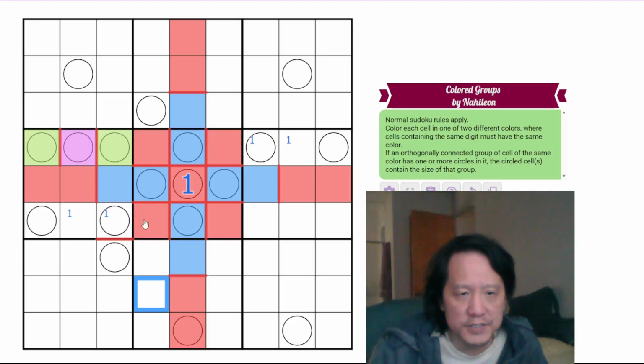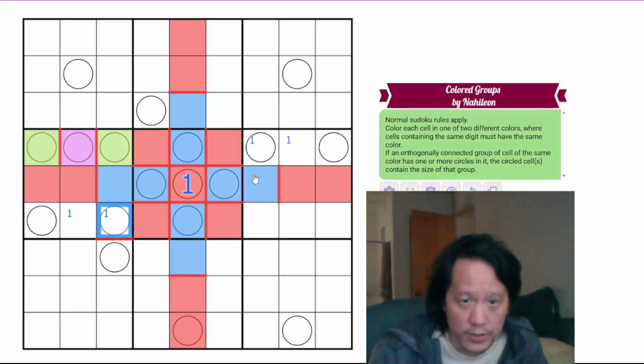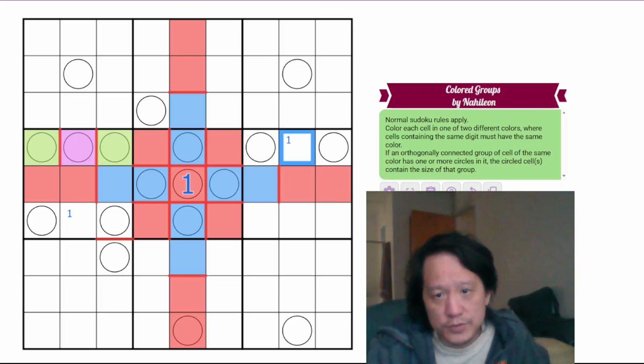Okay, these cannot be red either. This can't be 1 either because it connects to this red. So this can't be 1 either. Therefore, we know this is 1 and it's a red. We know this is a 1 and it's a red.